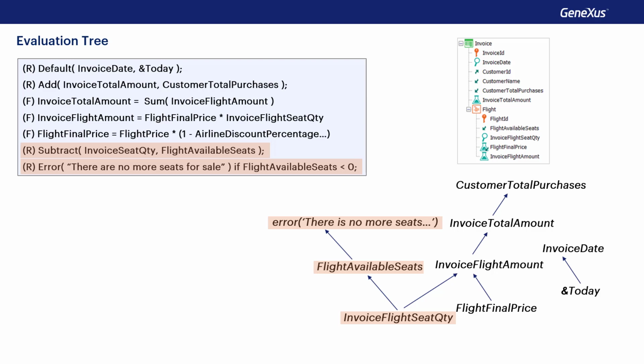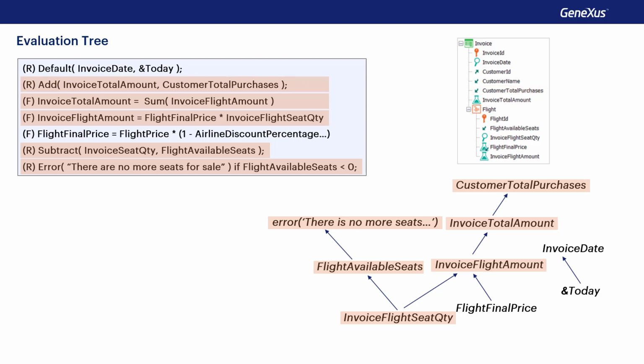Remember that, as we've already studied, if there are negative entries, everything done in the tree that led to this error will be undone. At the same time, the updating of the invoice flight amount formula also depends on invoice flight seat quantity, as does that of the header, invoice total amount, on which the updating of the client's total purchases depends.